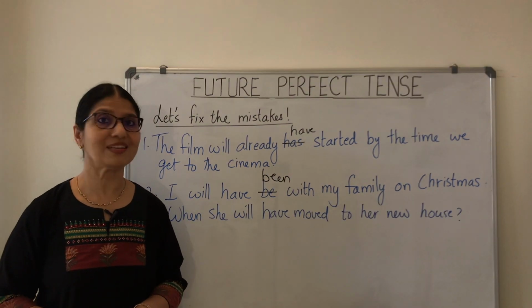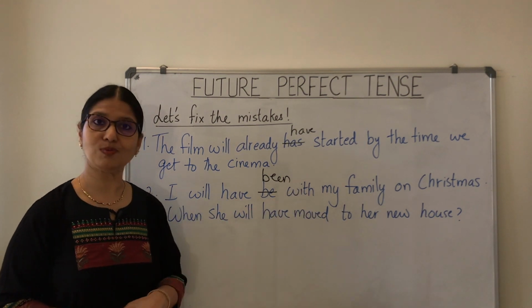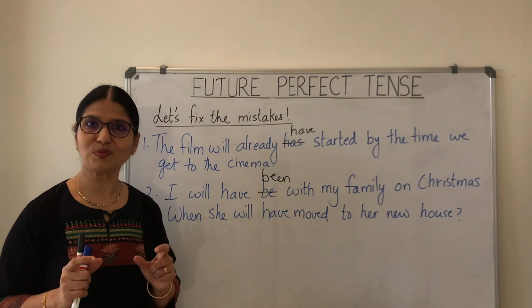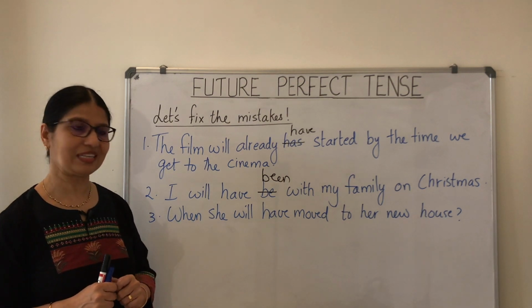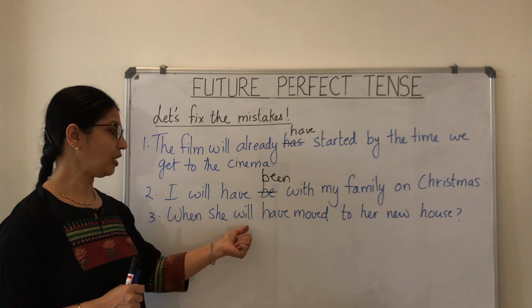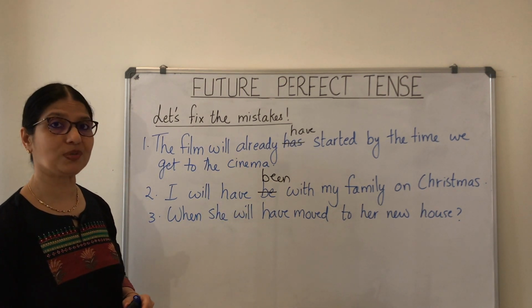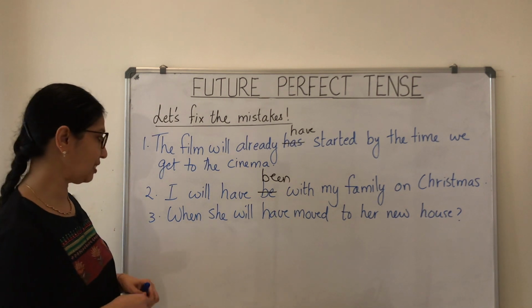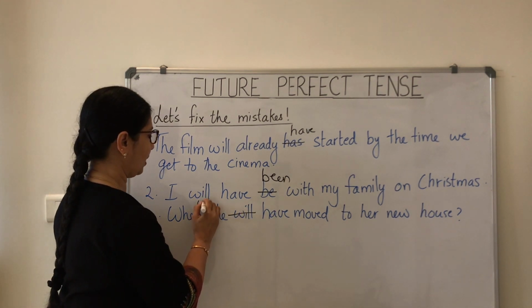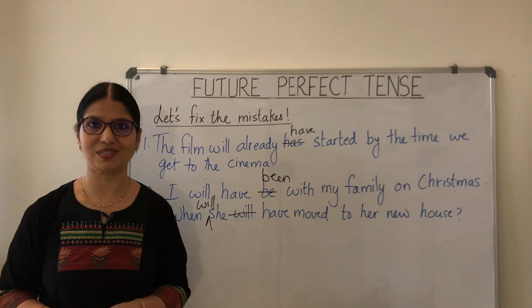And the third one is a question. When she will have moved to her new house? Something is wrong with the order of the words here in this question, right? When she will have moved. It should be when will she have moved. So the first auxiliary should come before the subject. So it should be when will she have moved to her new house.